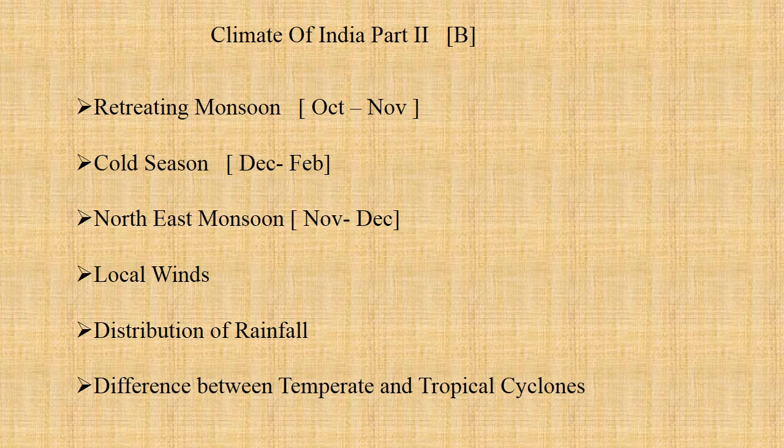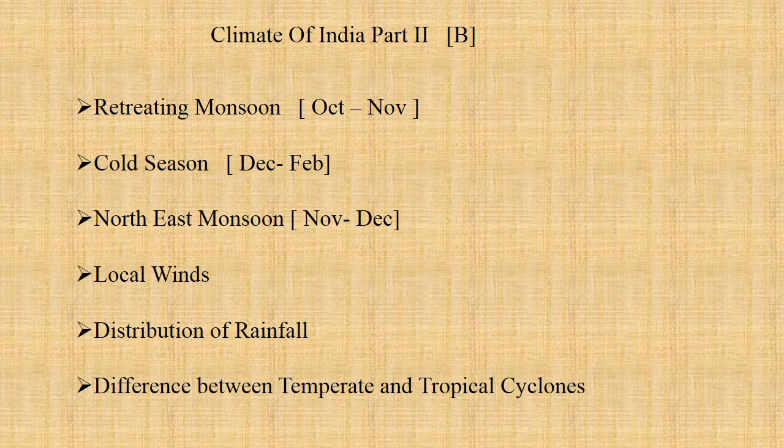Good morning, students. Today we are going to see in this presentation the Climate of India Part 2B. In our previous presentation, Part 2A, we had learnt about the advancing monsoon, the movement of the Arabian Sea branch and the Bay of Bengal branch in detail.